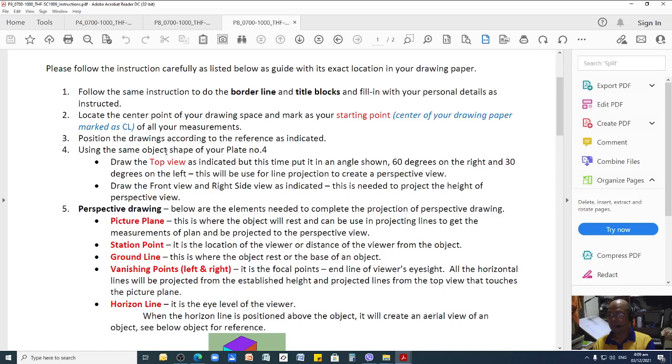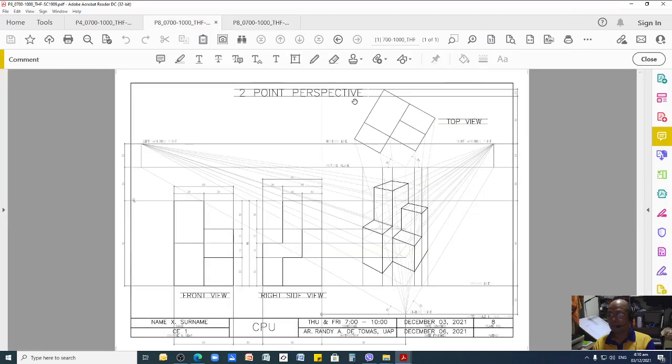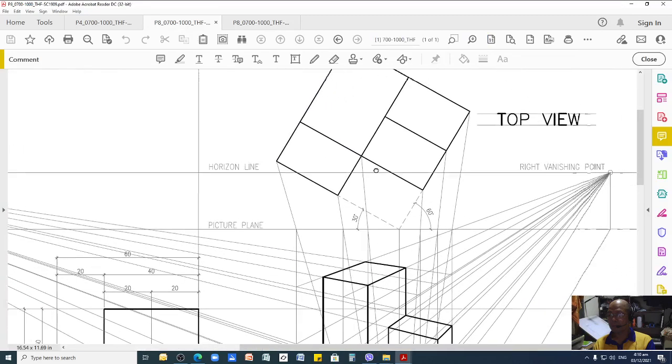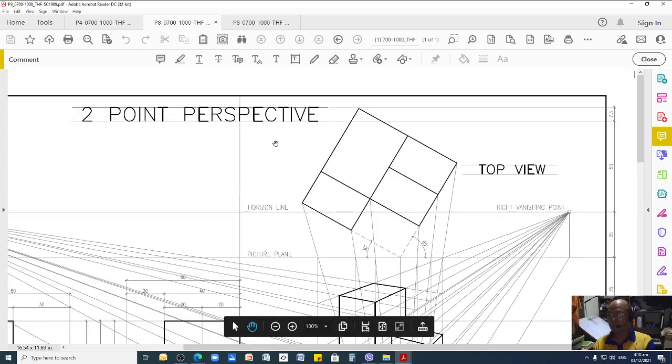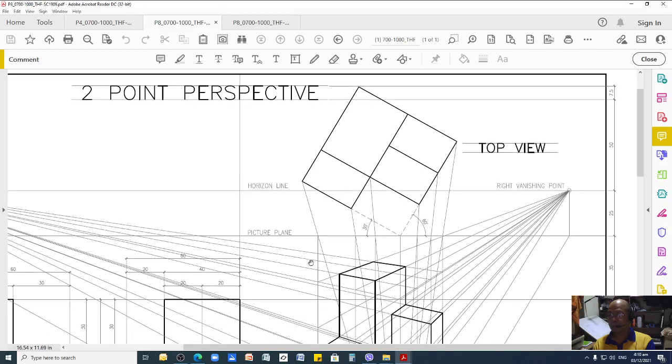Using the same object shape of your plate number 4, you have to draw your top view as indicated, but this time put it at an angle shown, which is 60 by 30 degrees. I am referring to this one. As you can see, the positioning of your top view now is slanting, so you will use your angle here 60 and on the left side 30. That's how you position your top view.